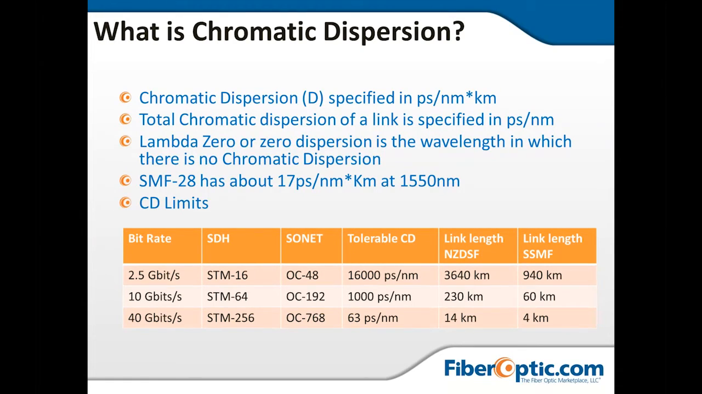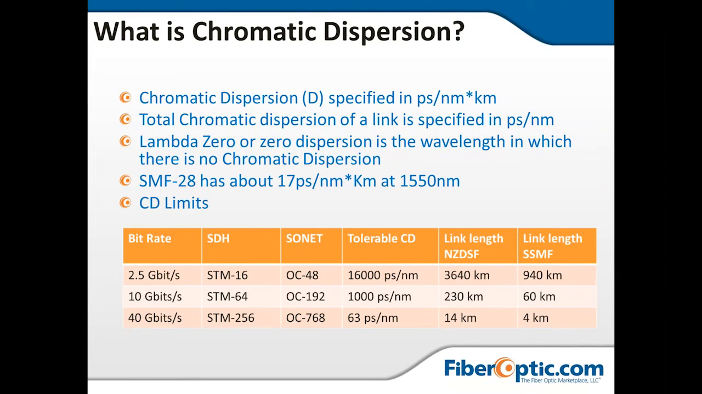The problem with the older fiber, the old SMF-28, which is the G.652 fiber, is that it had about 17 picoseconds per nanometer times kilometer at 1550, and it caused us untold grief. So we had to move lambda zero to cut down on the dispersion. So here are the CD limits. Now, these are not hard limits, but it gives you a good basic idea of where to draw the line.